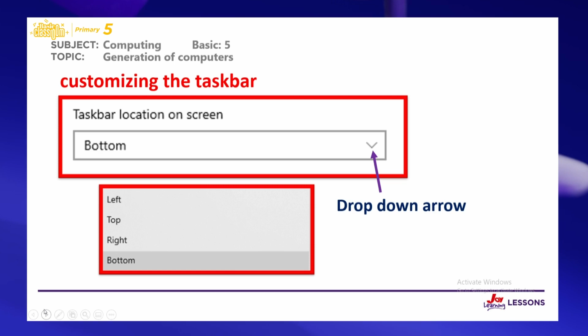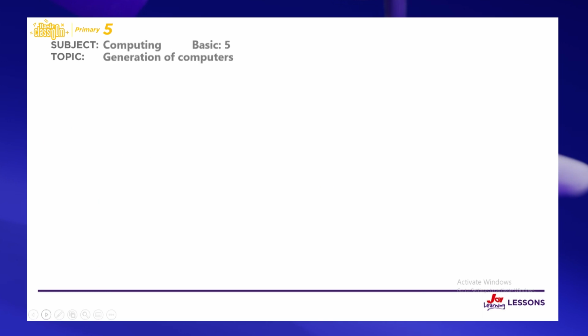But if you want to change it to the left, then you click left, and the taskbar will move to the left. If you want to place the taskbar at the top, then you click top, and it will be positioned at the top. If you want the location of the taskbar to be at the right, you click right, and it will be at the right. So anytime you have your taskbar at a place that you don't want it to be, you can come here and change it to the place that you want. Good. So this is how we customize the taskbar.